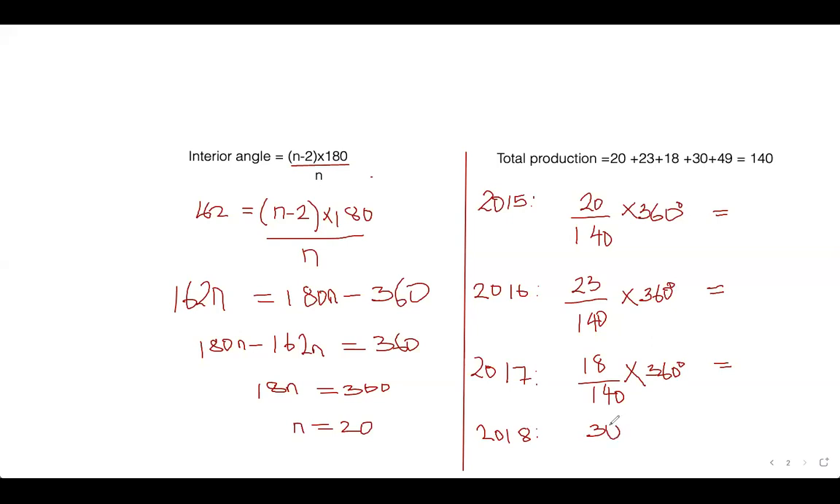This would be 30 out of 140 times that. And then you get that. So you continue until you exhaust all the years. Then you can get your circle and you try measuring those angles. I don't know if you tried that?